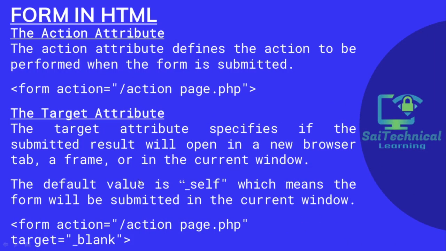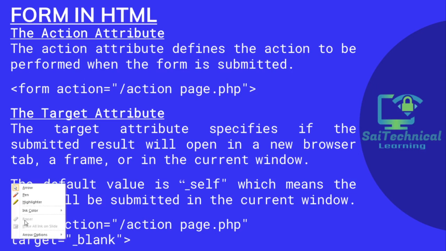Next one, that is the action attribute. The action attribute defines the action to be performed when the form is submitted. That means when you click on the submit button, the content of the web page will be moved to that particular URL, that is the action.